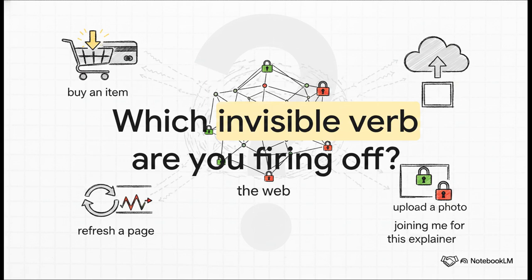So, I'll leave you with this. The next time you're online, right before you hit submit to buy that item sitting in your cart, or before you upload that photo, ask yourself, which invisible verb are you actually firing off into the web? Is it safe or is it unsafe? Once you understand that hidden language, it completely changes how you see the internet entirely.